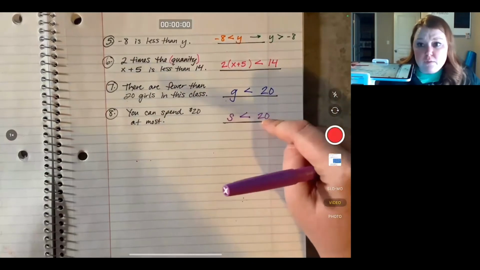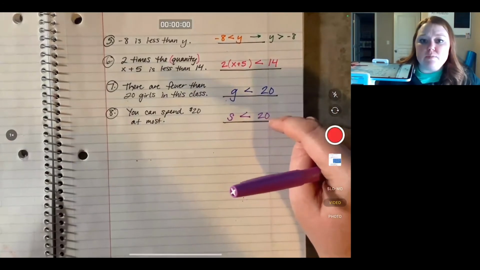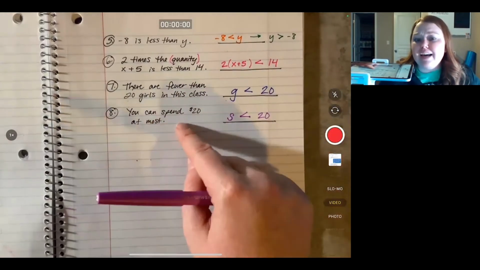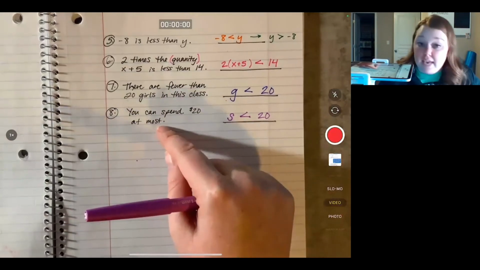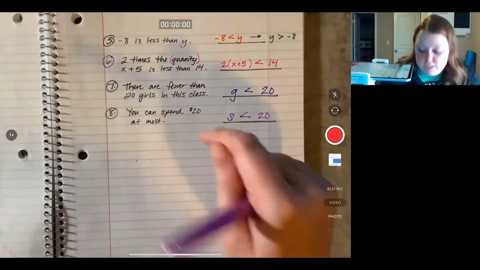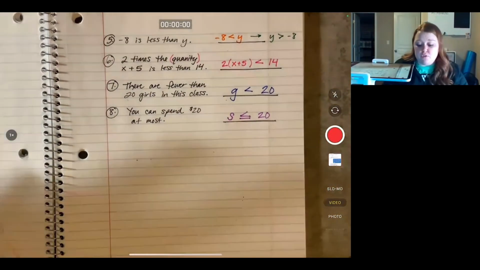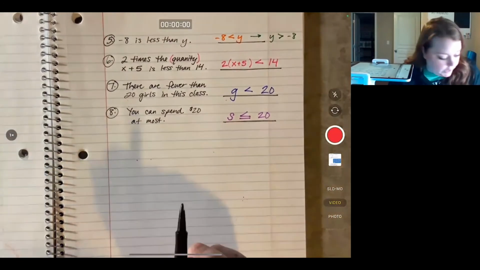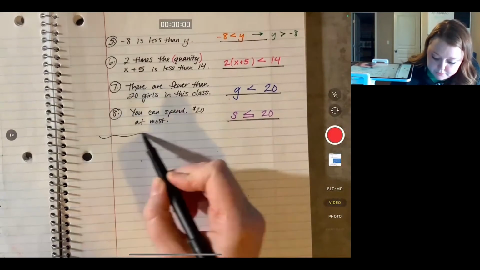So it's fine if I only spend 10 bucks, 18 bucks, that's fine. But 20 is your maximum. So now you get into questioning yourself, can I spend exactly 20? If 20 is the most I can spend, can I spend exactly 20? The answer would be yes. So 20 is your maximum. S, how much you can spend, is less than or equal to 20. Okay? Okay, so we're going to call that good.